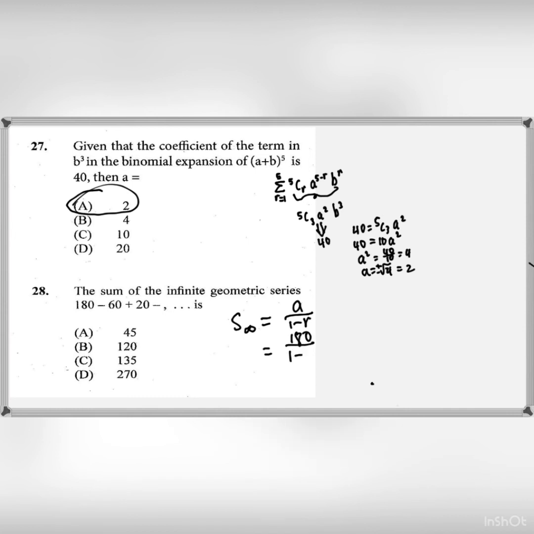1 minus r. r is actually negative 60 divided by 180, which is always a term divided by the previous term, or you could even get it by taking 20 divided by negative 60. You'll get it like that as well. So this would come off here: 6 into 6 is 1, 6 into 18 is 3. You'll get negative a third. Be very careful how you're putting in your third here.